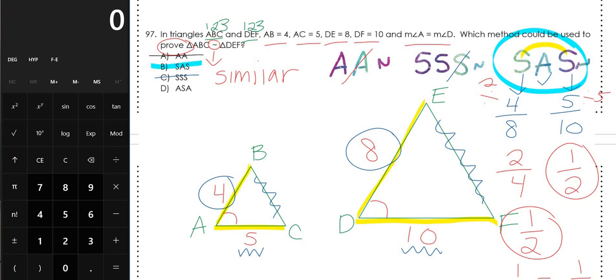Choice B. The last one here, ASA, that's completely wrong. That's not even an option for proving similar. That's only to prove things congruent, not similar. That's proving triangles congruent, not similar.